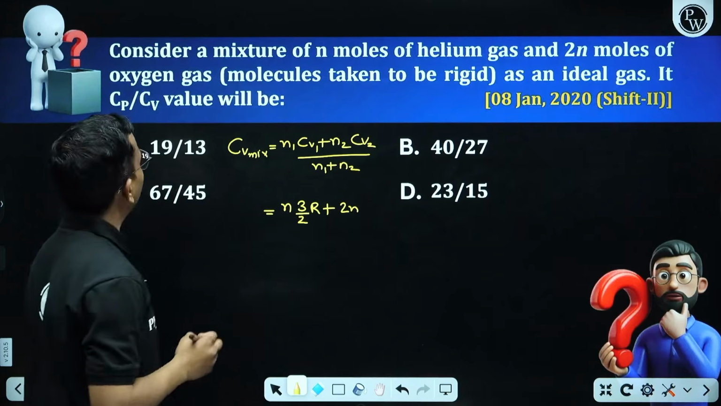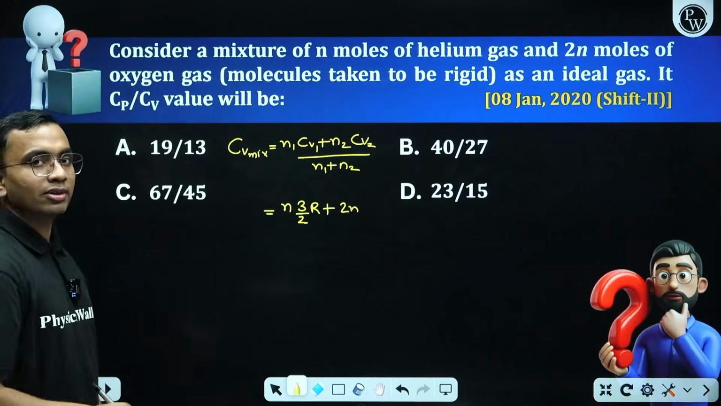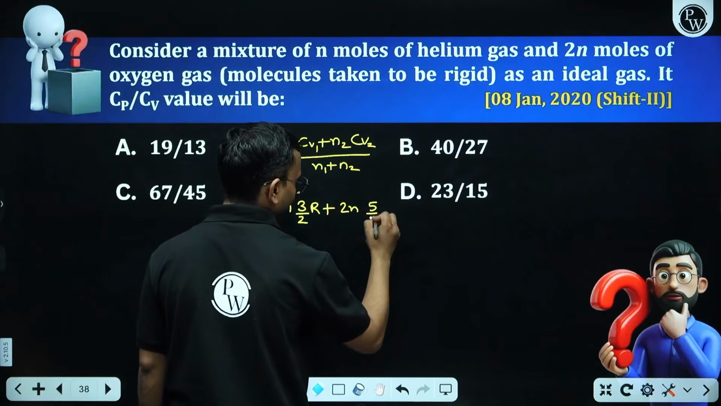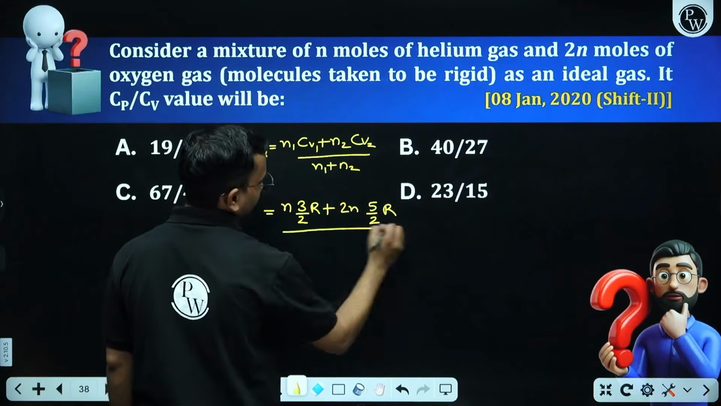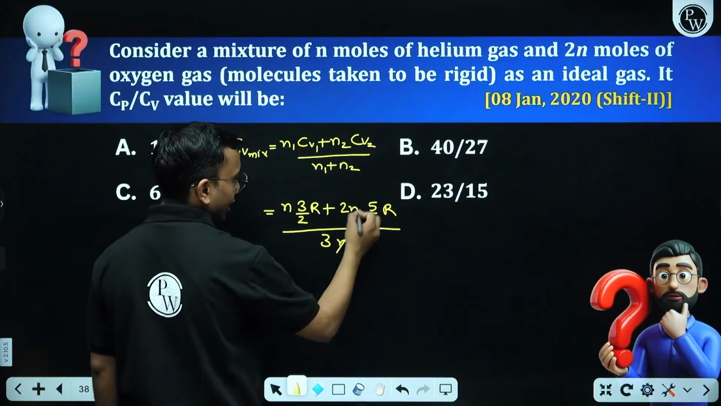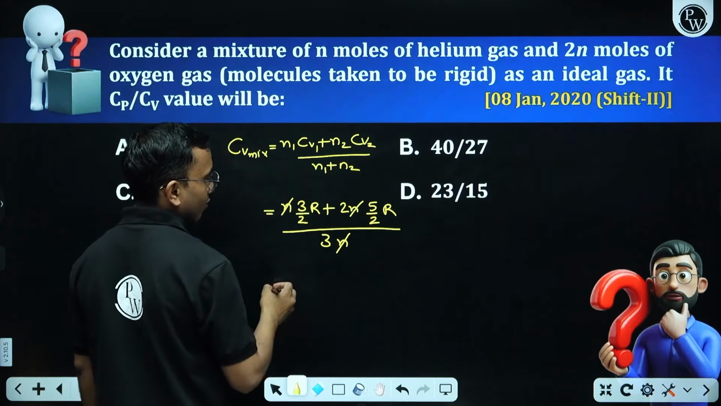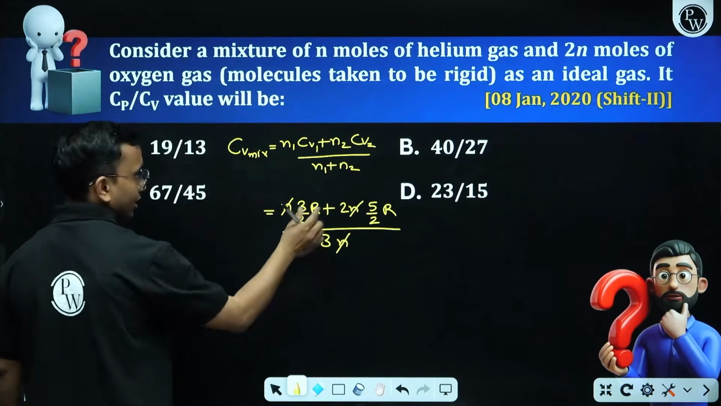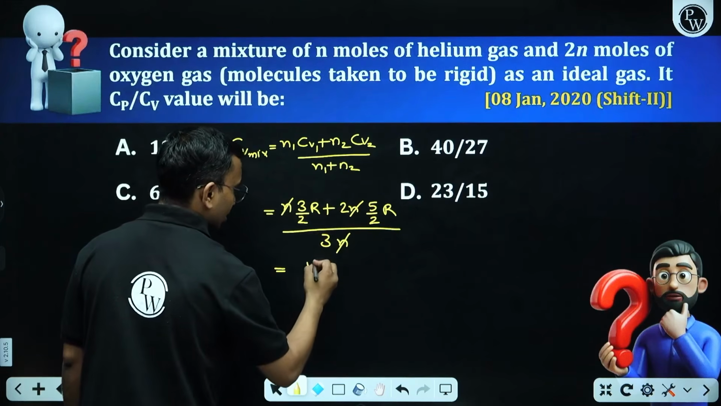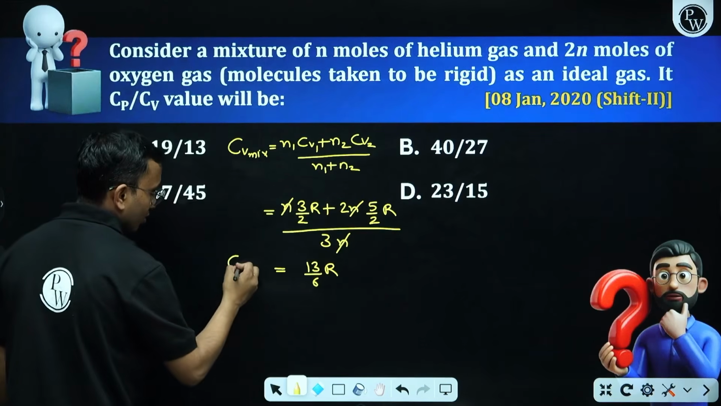What is N2? N2 is 2N, the second gas, that is oxygen gas. What is CV2? Oxygen is diatomic, so 5 by 2R, divided by N1 plus N2, which is 2N plus N, that is 3N. So here N is getting cancelled. And what else? This is 3 and then 10, 10 plus 3, 13 divided by 6R. This is my CV mixture.